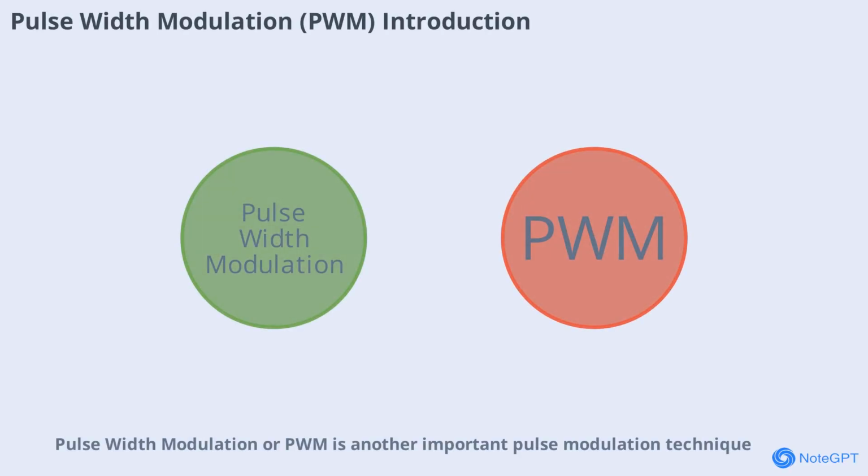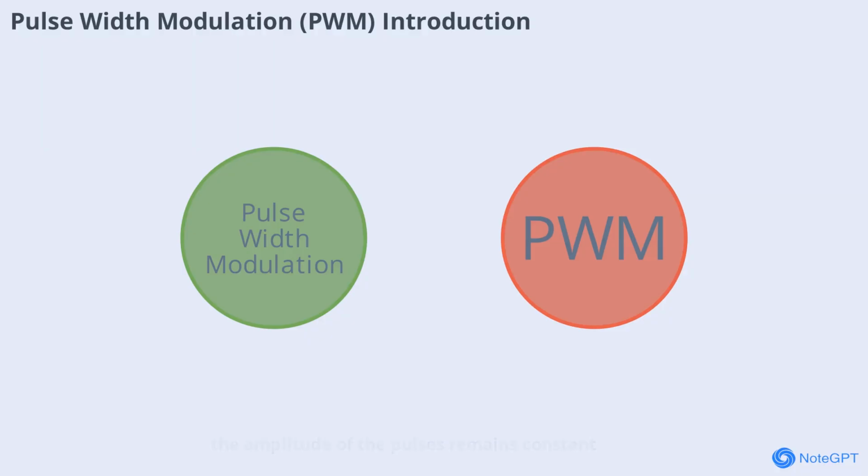Pulse width modulation, or PWM, is another important pulse modulation technique. In PWM, the width of each pulse is varied in proportion to the amplitude of the analog signal at the sampling instant. Unlike PAM, the amplitude of the pulses remains constant, making PWM more resistant to certain types of noise. PWM is widely used in applications such as motor control, audio synthesis, and power regulation.